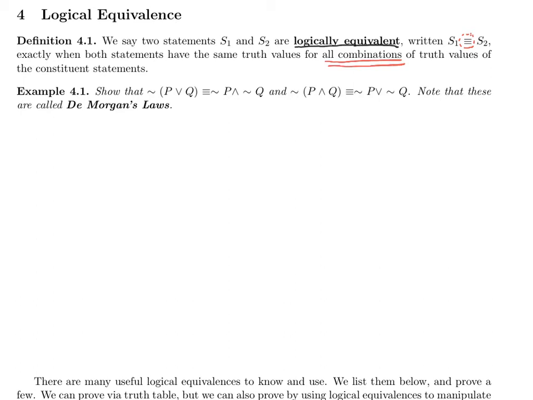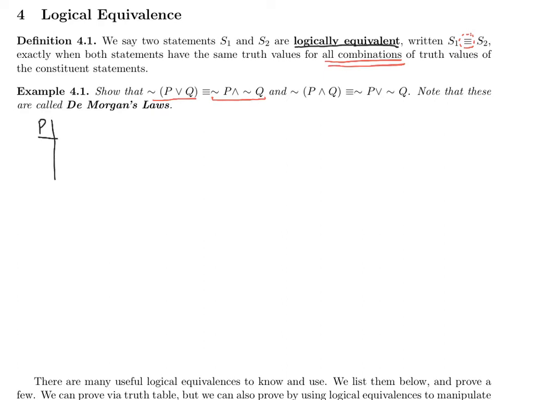So what does that mean? Well, it means that if we have a logical formula here, let's say for the example, this one here, and I want to show that this guy is equivalent to it, then if I make a truth table, it should have the exact same truth values in each situation for the truth values of its constituent statements. So let's do this example. Let's show that the negation of P or Q is logically equivalent to the negation of P and the negation of Q. So let's go ahead and do this.